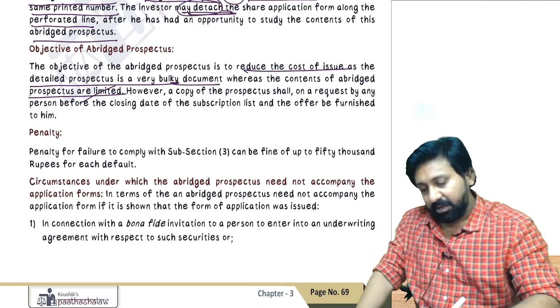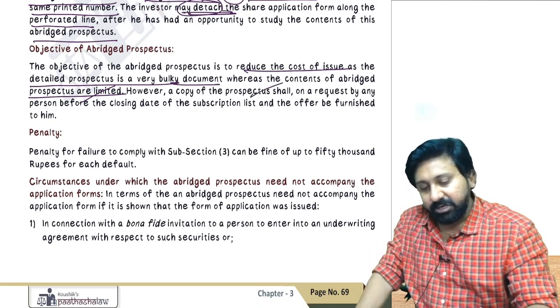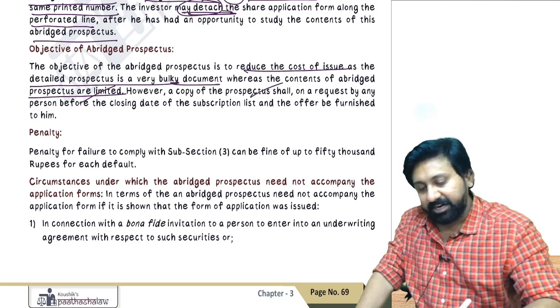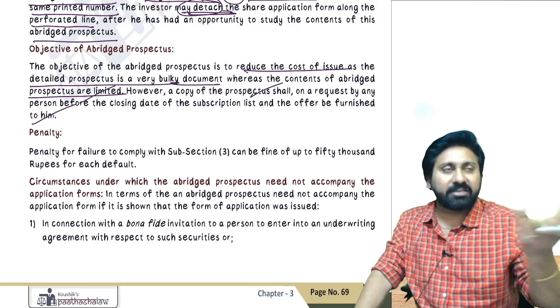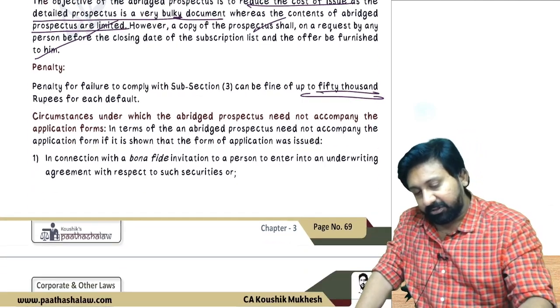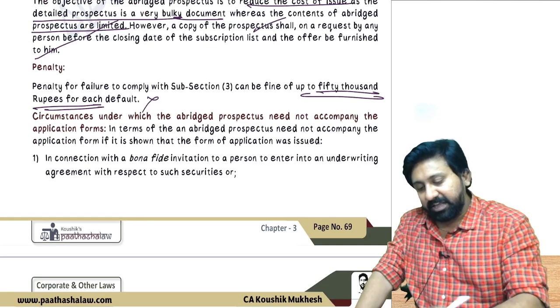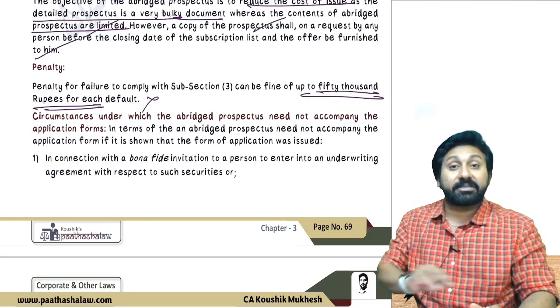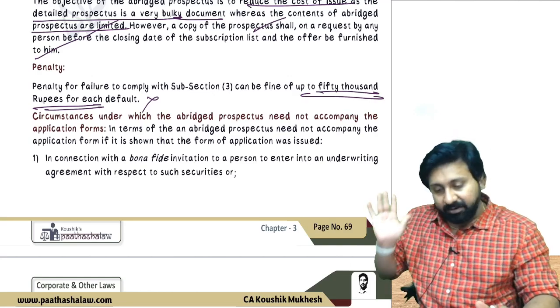Next, however, a copy of the full prospectus may be furnished on request by any person before the closing date of the subscription list and offer. If he asks, we will give. Penalty is up to 50,000 rupees if there is any default. That means if an application form is given without an abridged prospectus, the penalty is 50,000.